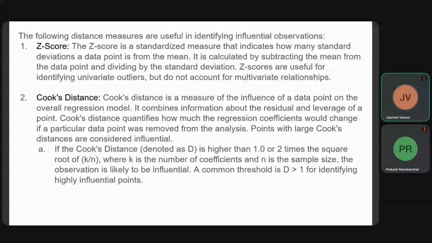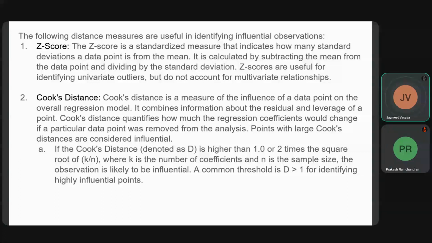Then comes Cook's distance, which is a distance measure for the influence of a data point on the overall regression model. It combines information about the residual and leverage of a point, which quantifies how much the regression coefficients would change if a particular data point was removed from the analysis. The points with a large Cook's distance are considered influential.